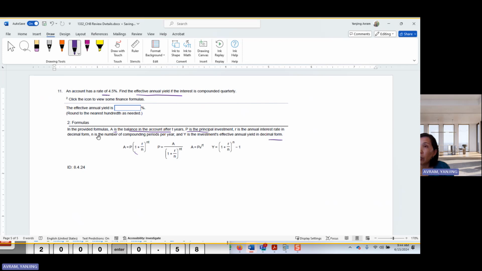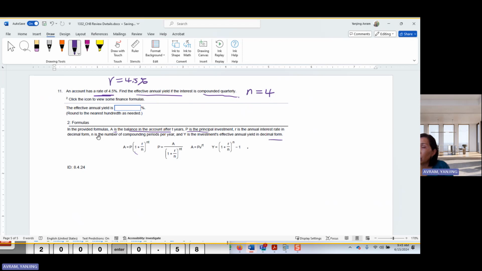All right, so we have an account that has a rate of 4.5%, and this rate here is the R. We want to find the effective yield if the interest is compounded quarterly. So compound quarterly, N equals 4. That means 4 times in a year. So this is the annual rate, 4.5%. What's the effective annual yield if the interest is compounded quarterly?